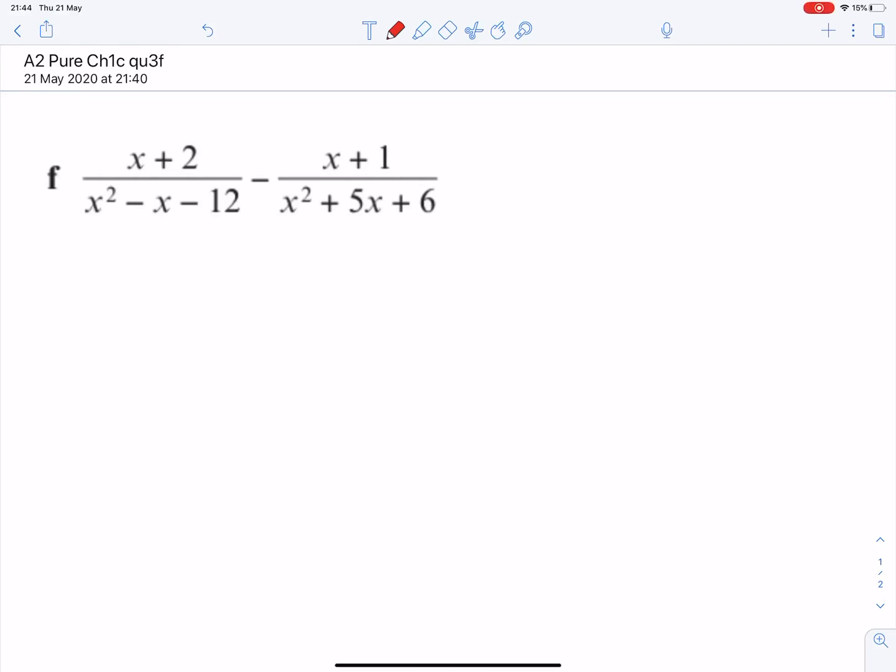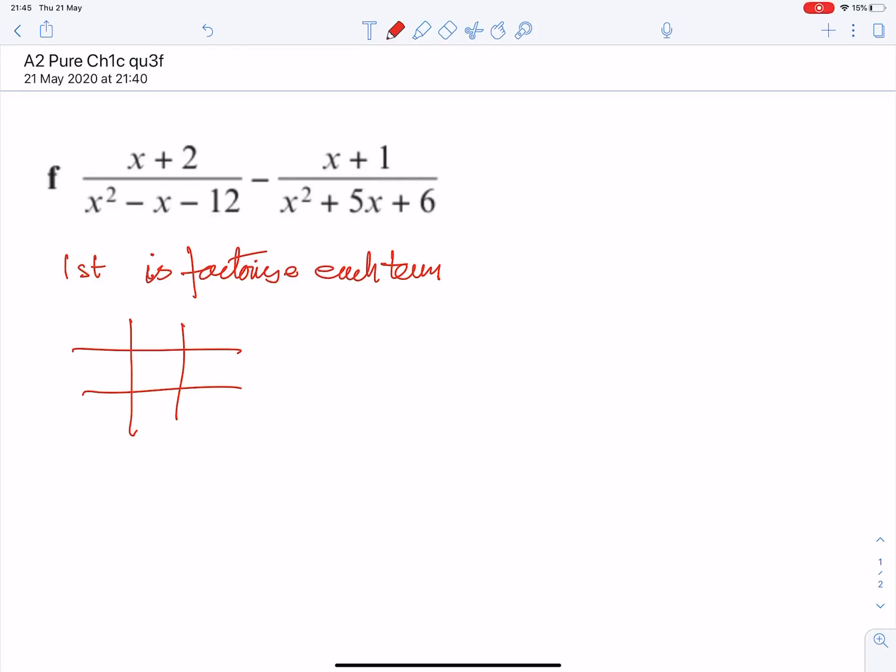So here we go with an extra example on this, just to help clarify our understanding. So the first thing to do is factorise each term. Now you can do that quickly in your head if you can, or use the grid. I don't mind which you do. The key thing is that we're accurate.